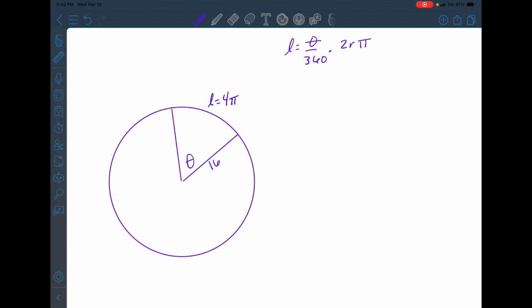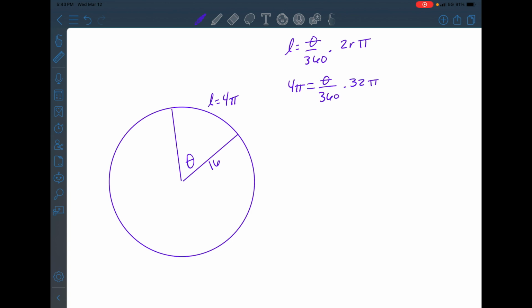So now I'm going to plug in what I have. Remember, the length of the arc is not the measurement of the arc. It's measured in different units. So the length is 4 pi. My theta, I don't know, so I'm going to leave that there. And we have 2 times r. 2 times 16 is 32. And now we're going to solve for theta.